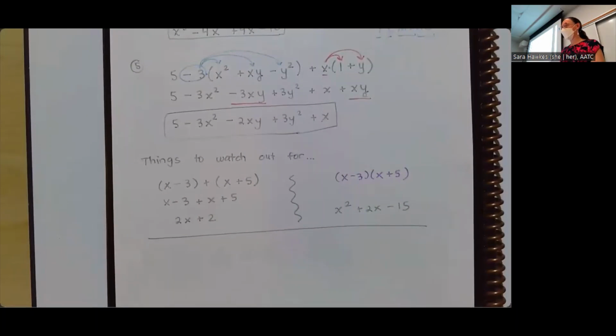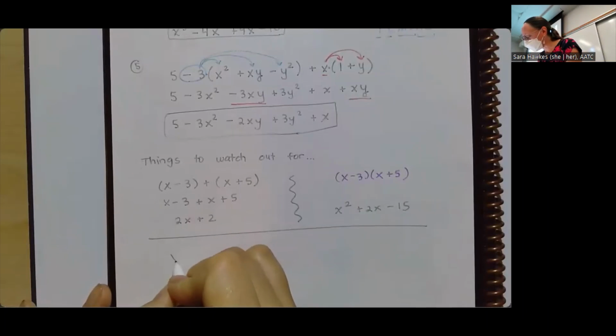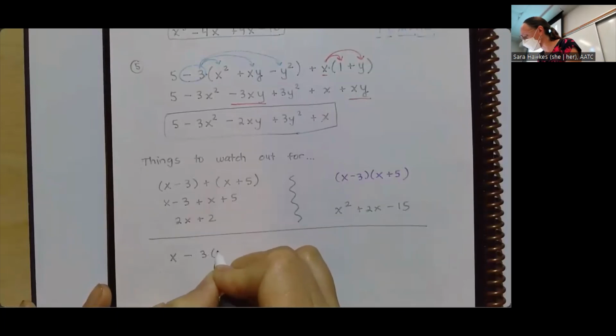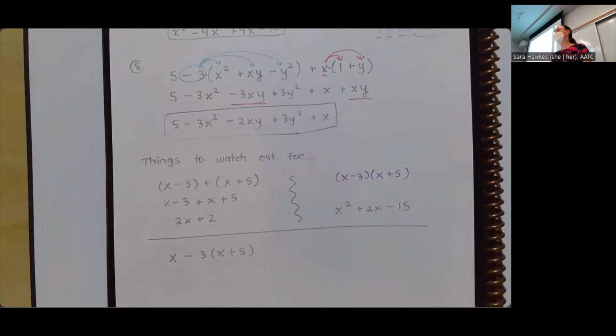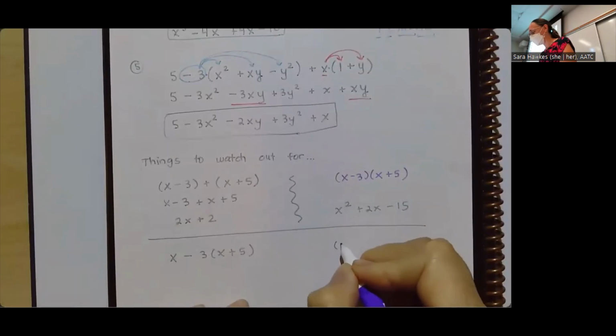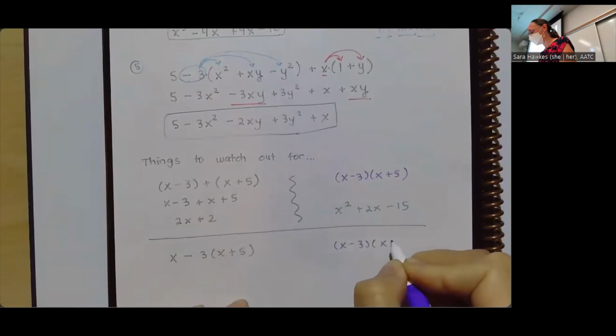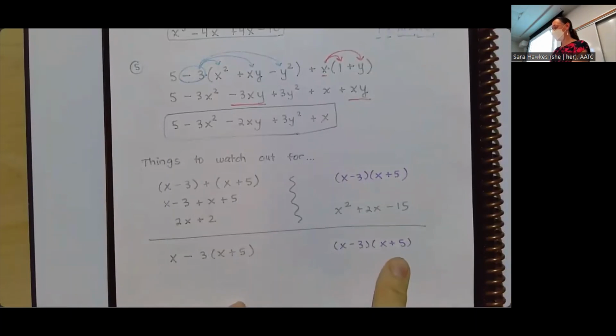The other thing that sometimes, again, looks the same would be if I had x minus 3 times x plus 5. Being careful about where you're putting parentheses in a problem really matters. So this, again, can start to look like we can imagine parentheses in there and see that as x minus 3 times x plus 5, but it's not.